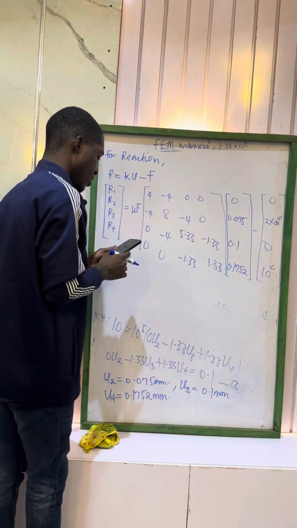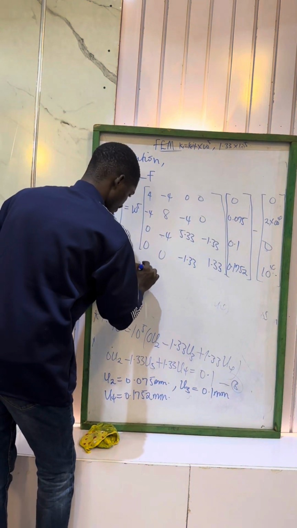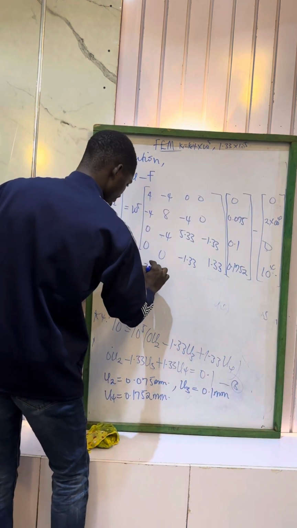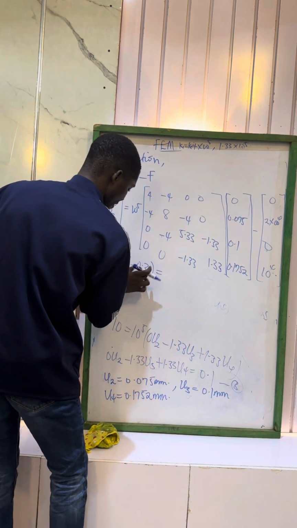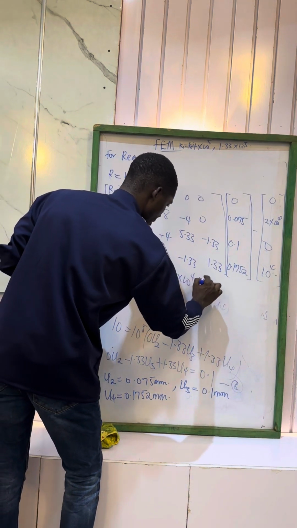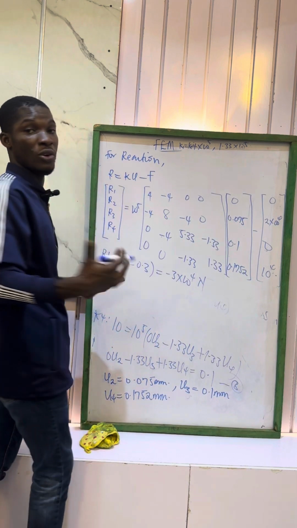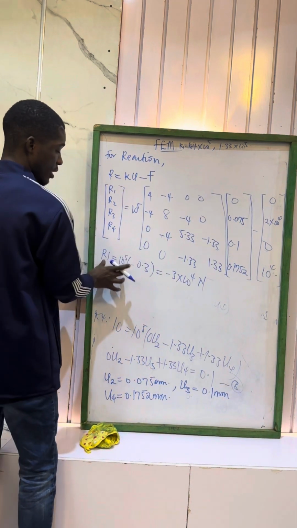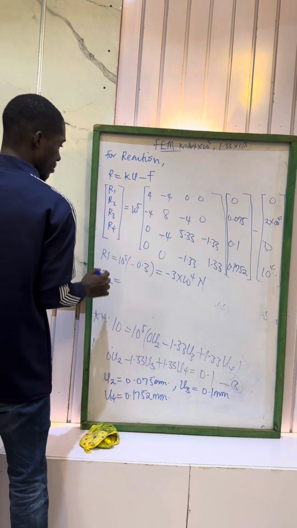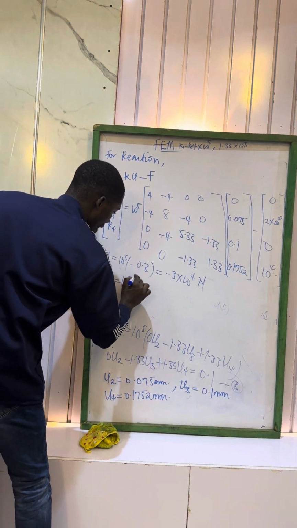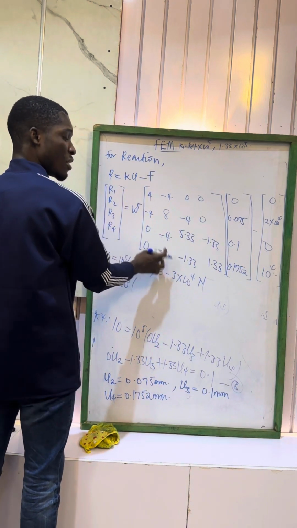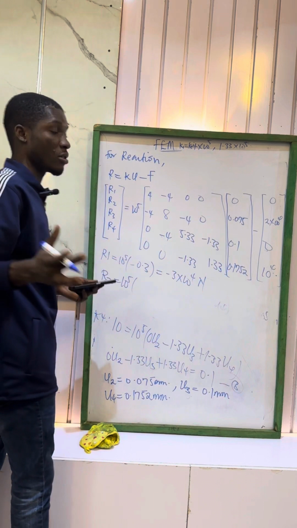Minus 4 times this is giving us minus 0.3, then minus 0.3 minus 0. So my answer is going to be minus 3 times 10 raised to the power 4 Newton. And you know what this minus means? It's compression. So this is my reacting force. Therefore, R2 is the same thing as 10 raised to the power 5. You know that this is compression, so you can remove the minus and put in brackets compression, you see the same thing.